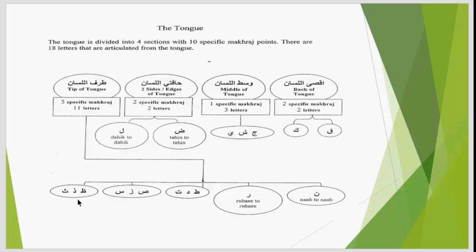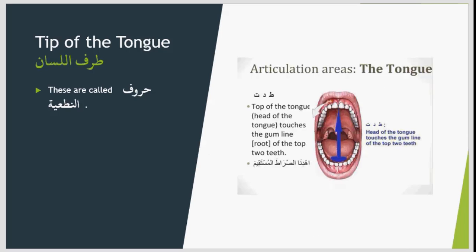So in the last class, we learned about these huruful lifwiya and this one, huruful an-nut'iyya. Now today we are going to finish these ones. Okay? Okay, Sister Mahjabeen, is it clear? Yeah, so today we are going to finish the tip of the tongue, and we are going to learn about the sides or the edges of the tongue, the hafatul lisan, inshallah. So let's move on to the next slide.